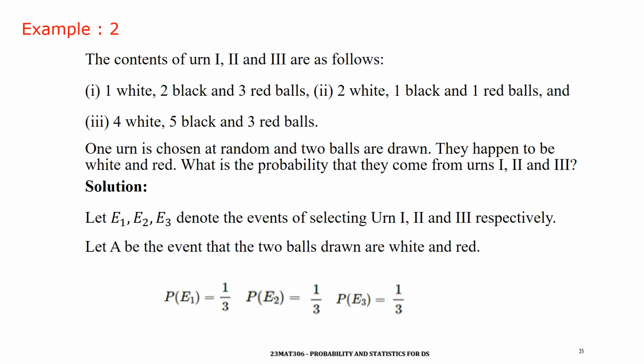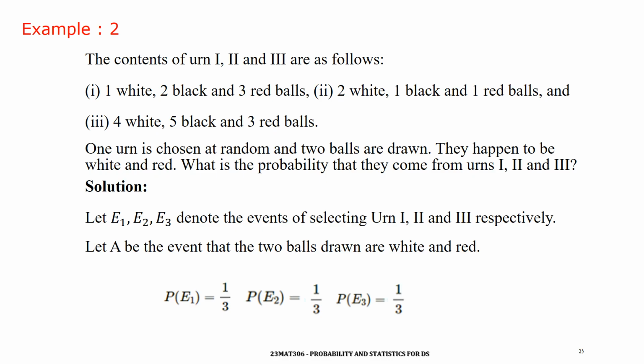So similarly, the next problem: the contents of urns 1, 2 and 3 are as follows. The urns contain 1 white, 2 black and 3 red balls; 2 white, 1 black and 1 red ball; 4 white, 5 black and 3 red balls. So one urn is chosen at random and 2 balls are drawn. They happen to be white and red. So what is the probability that they come from urns 1, 2 and 3?